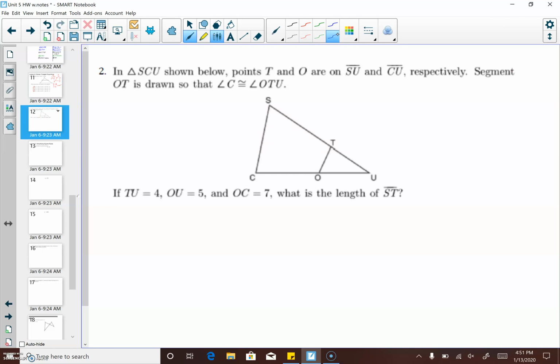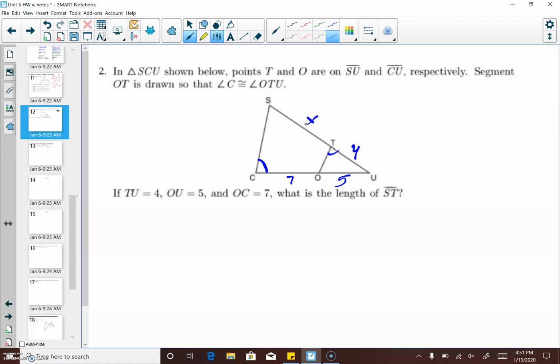In the second one, this is another Regents question, and it's similar to the question in class where we needed to change around our triangles. In triangle SCU, shown below, points T and O are on SU and CU respectively. Segment OT is drawn such that angle C is congruent to angle OUT. If TU is 4, OU is 5, and OC is 7, what's the length of ST?